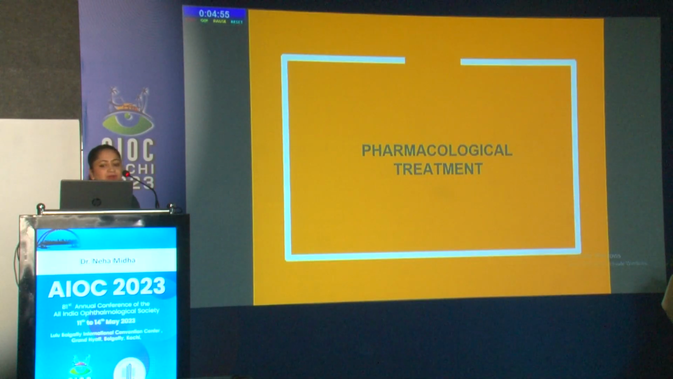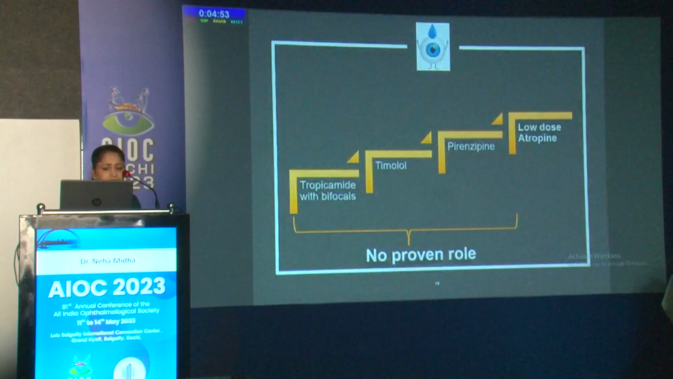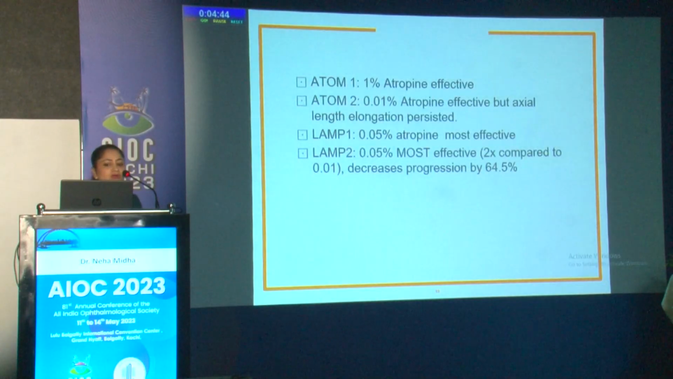Then moving on to the pharmacological treatment. Various drugs have been tried over time, but only low dose atropine has made its mark. Various studies have come throughout the years showing the benefits of atropine. The first study that came, ATOM 1, I'm just telling you in brief about the study. It said that 1% atropine is effective in controlling myopia. Then came ATOM 2, there were side effects of 1% atropine.